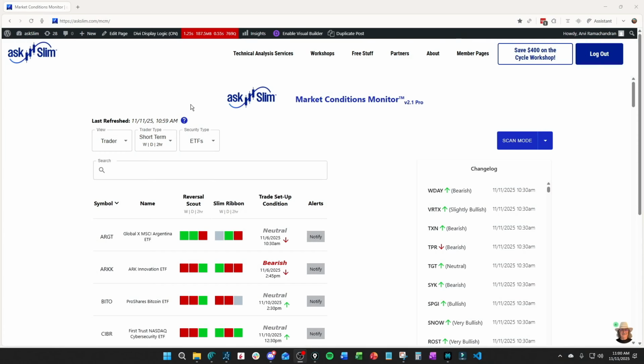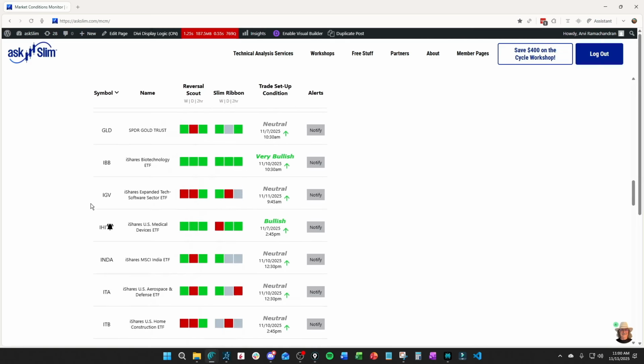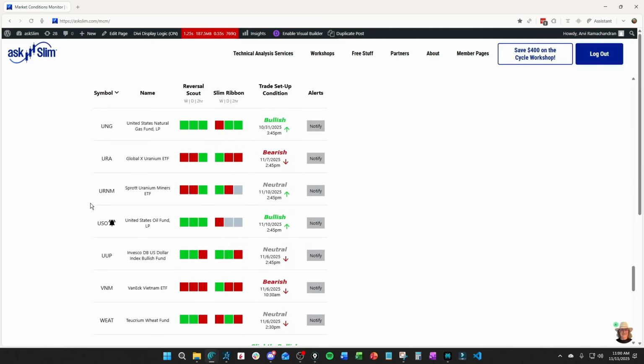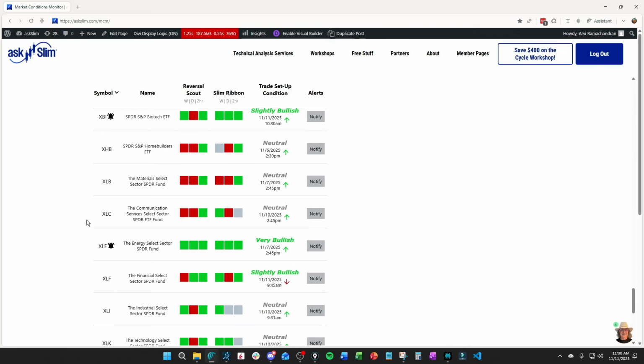All right, so this is our askSlim MCM Pro version, which is available for level 3 and 4 members. And what you see here is in the trader type, you can see all of the time frames that we are looking at for each individual time frame. So there's intraday all the way up to intermediate term, as I just said. And what I've done here is I have also clicked on this drop down, and I'm only showing the ETFs. So what I will do is sort by name, because I want to go to the SPDR sectors, which start with an X. So let's go all the way to the bottom. And here you go. You can see the XHB, XLC, XLE.